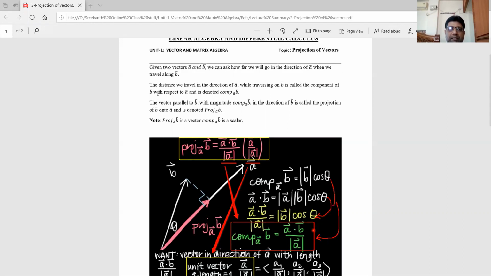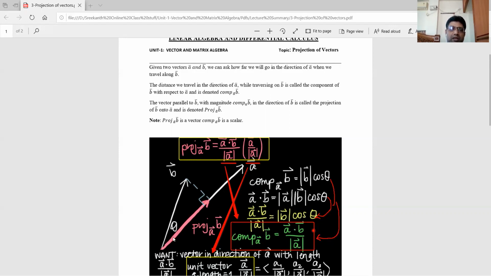So I am repeating this. The distance we travel in the direction of A bar while traversing on B bar is called the component of B bar with respect to A bar. And we represent this symbolically like this, component of B bar on A bar. So I am traveling on this B bar, and I want to know how much distance I traveled on this A bar. Symbolically we are representing it with COMP, component of B bar with respect to A bar. That means I want this distance.